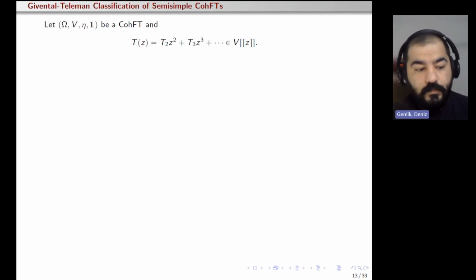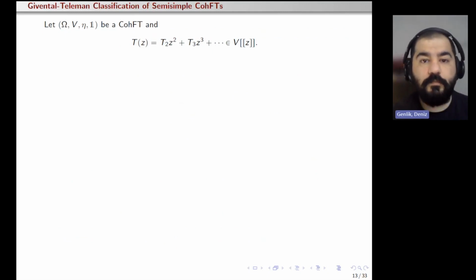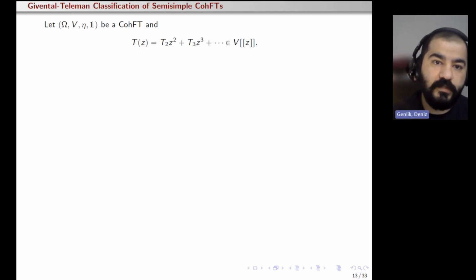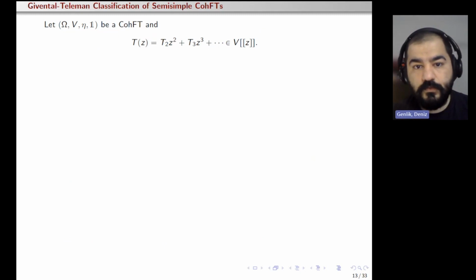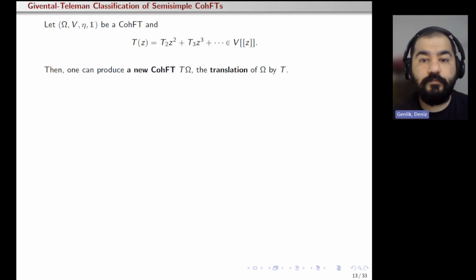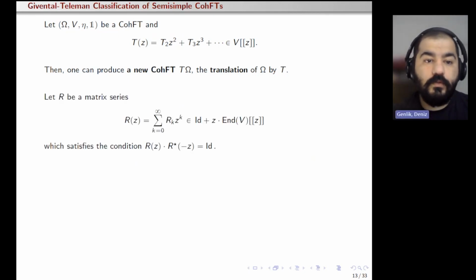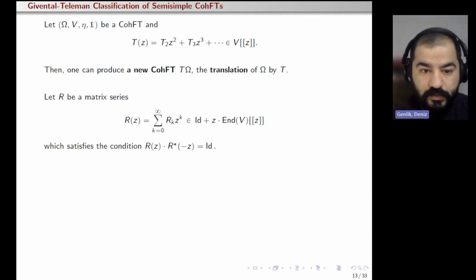If you have a cohFT, there are some actions that you can apply to produce new cohFTs. One of them is the translation action. If you have a formal power series whose coefficients are vectors in V, then you can produce a new cohFT out of omega. It is called translation by T. Also, if you have a matrix series which satisfies a symplectic condition, then you can produce new cohFTs out of a cohFT by another action. Let's call it the R action.